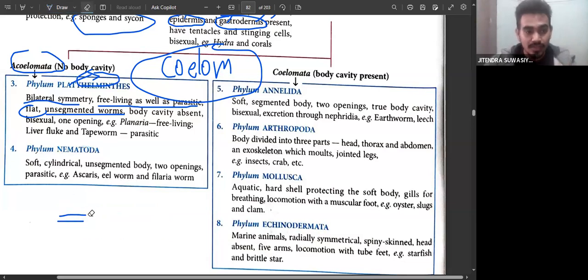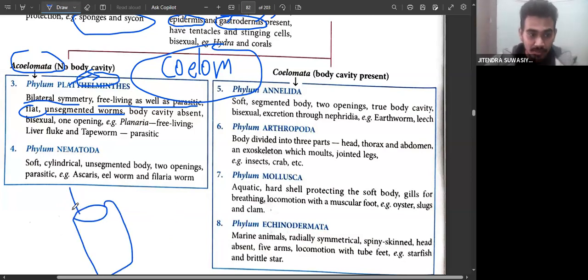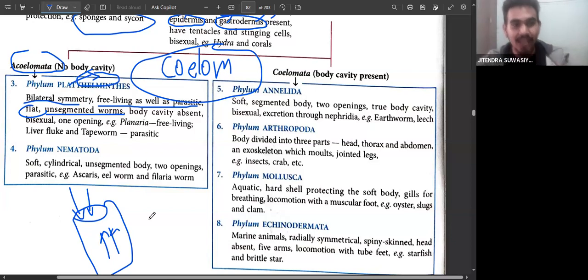They are bisexual. What is bisexual? Male and female are present in the same organism. And they have only one opening. One opening means they ingest food materials through this opening only, and they also expel their secretions through this opening only. Examples are planaria, liver fluke and tapeworm. Liver fluke, have you seen it anywhere? Planaria, have you heard of it?